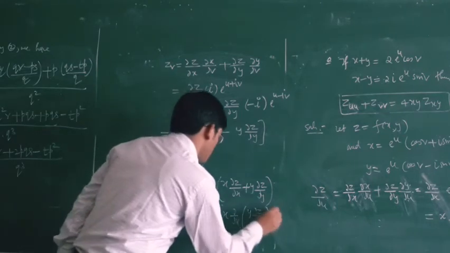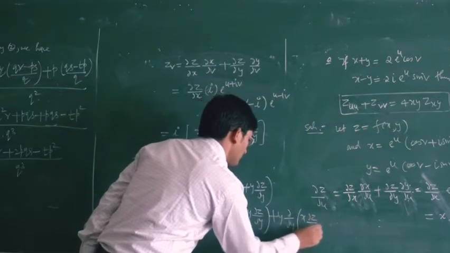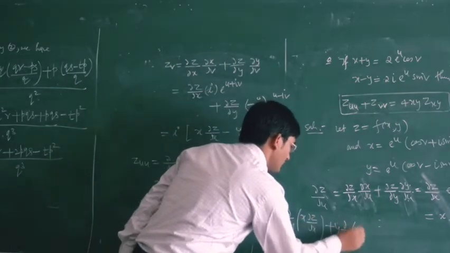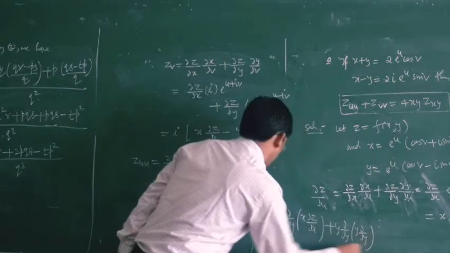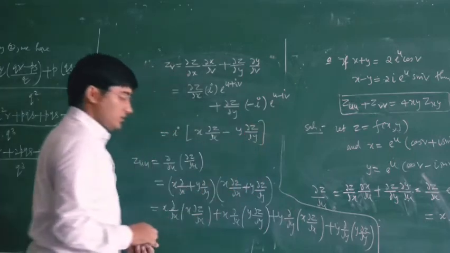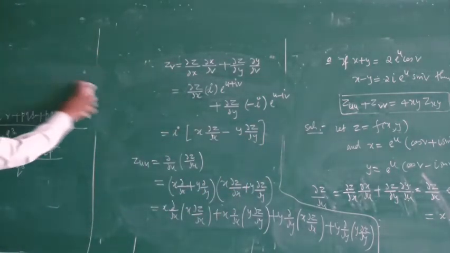Then the y del by del y of x del z by del x. Then the next one will be y del by del y of y del z by del y. So this is our second time differentiation of z with respect to u.